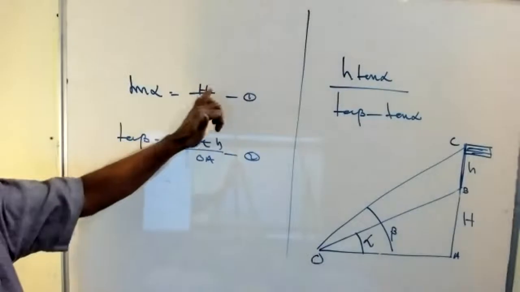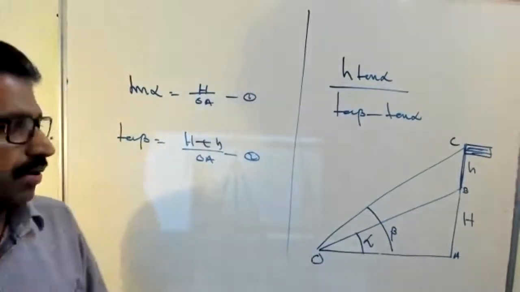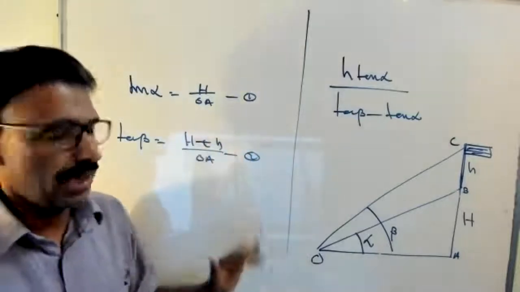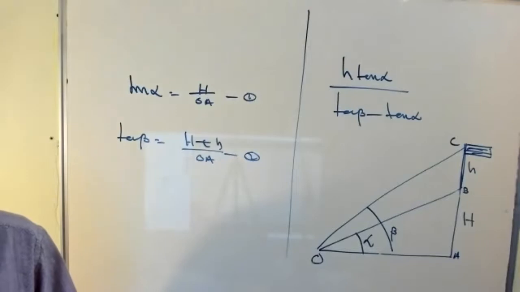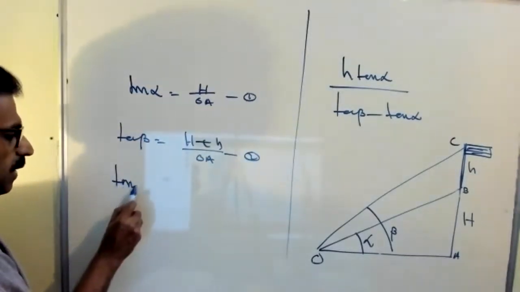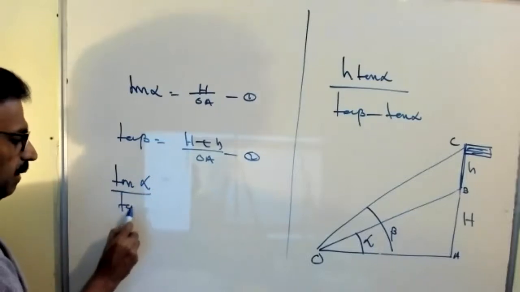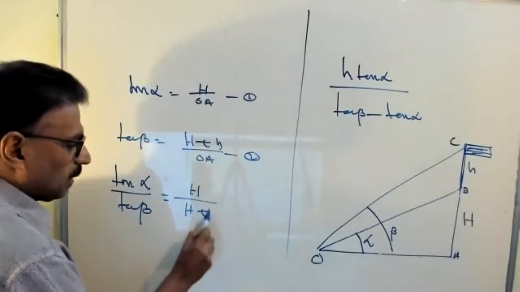Okay, tan alpha equals H by OA, tan beta equals H plus h by OA. We have to remove OA, we don't want OA in our answer. How to remove it easily? We should just divide. Tan alpha divided by tan beta equals H divided by capital H plus small h.